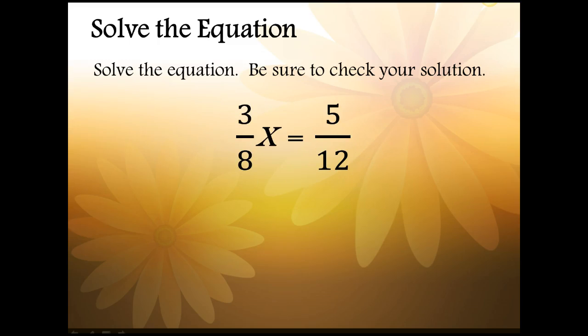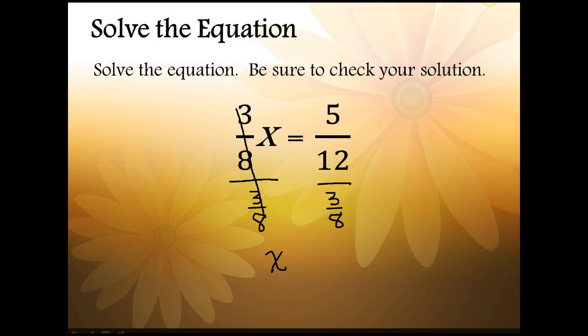We have 3/8 times x equals 5/12. I'm going to show you two different ways to write this out and solve. The first involves complex fractions, and the second is a more streamlined method that you might find easier. We will need to divide both sides of our equation by the coefficient of 3/8. On the left-hand side, 3/8 divided by 3/8 does equal 1, and that leaves us with x.